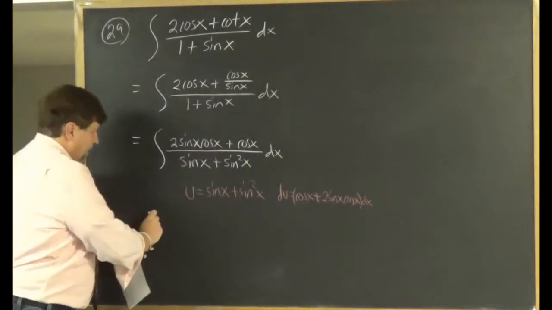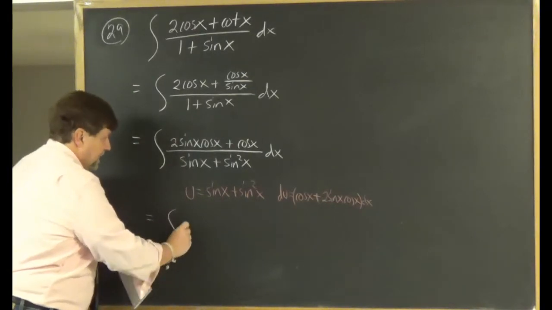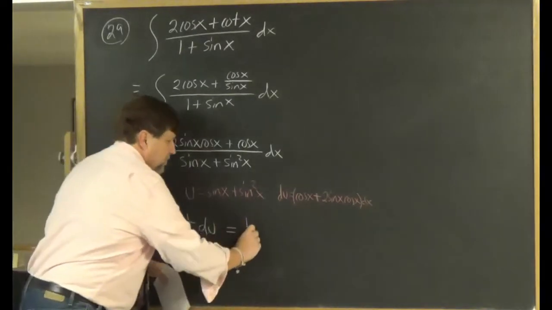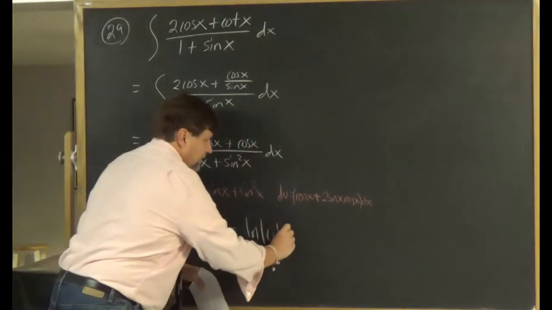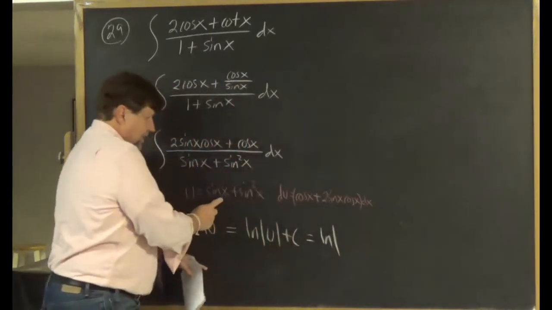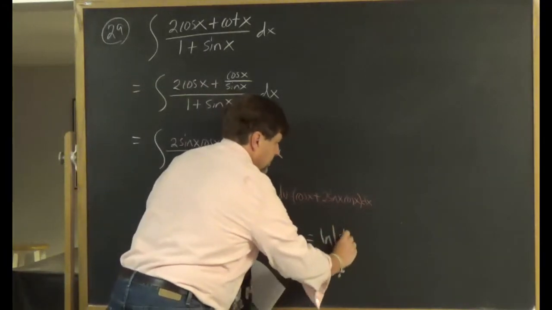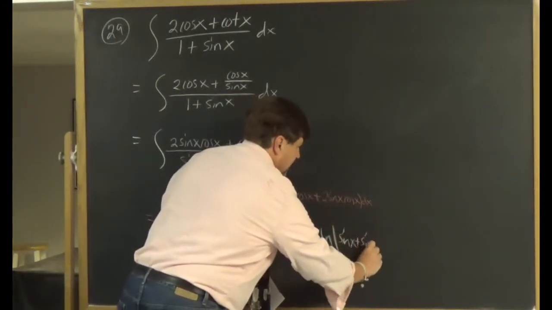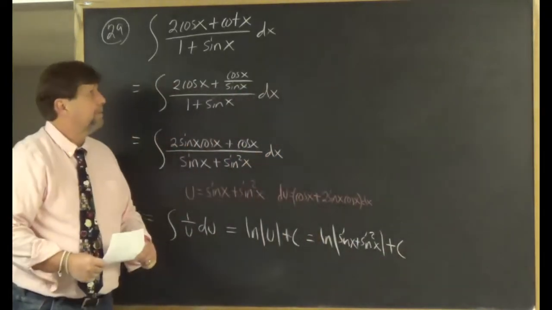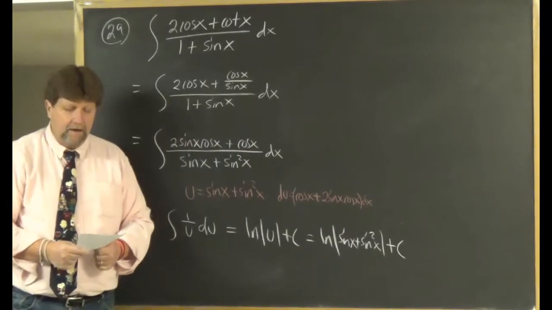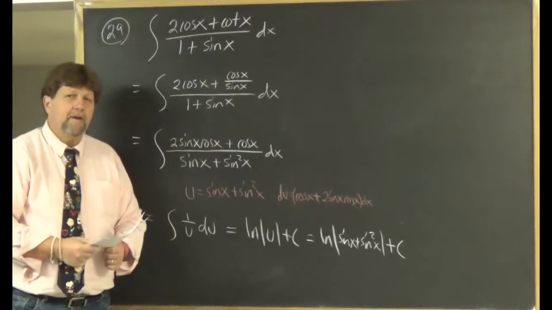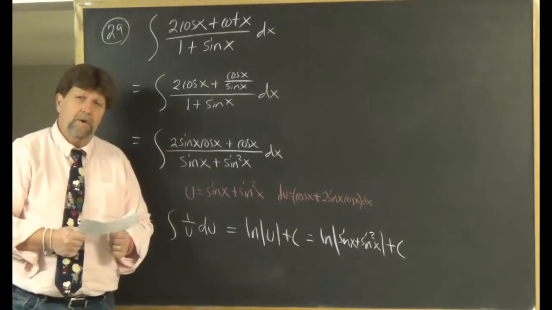This ends up being very friendly. The u sub gives me this, which we know the antiderivative is natural log absolute value of u plus c, which we know is the natural log absolute value of sine x plus sine squared x plus c. Hey, that one wasn't too bad at all. So give me a minute and I'll be back with the next example we're going to look at.